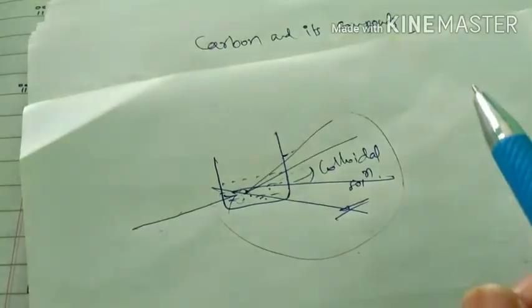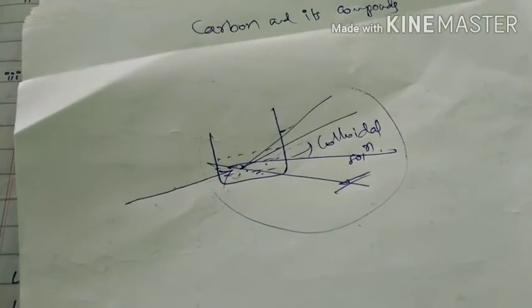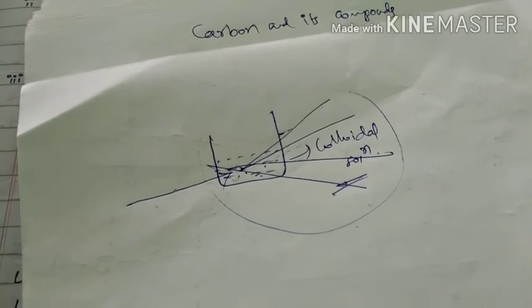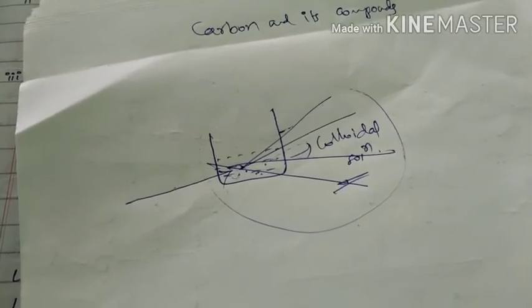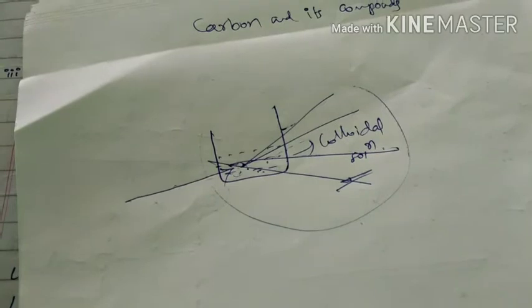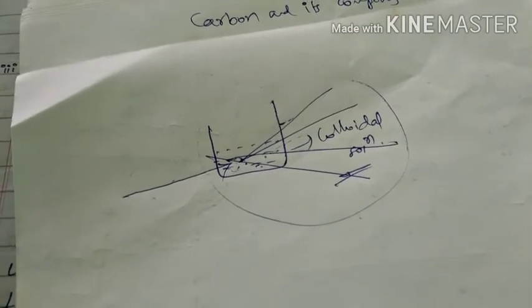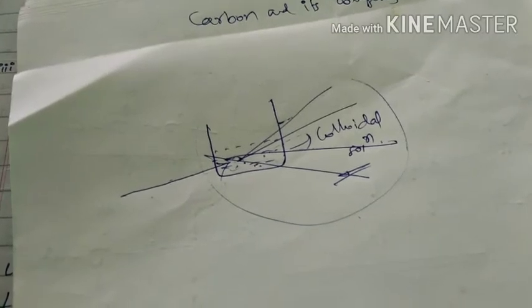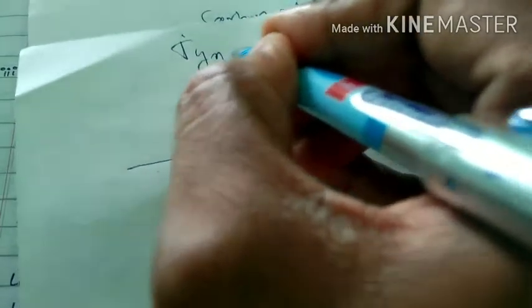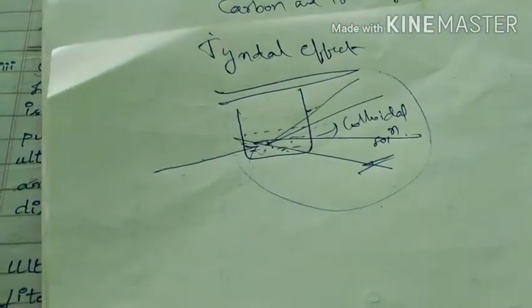So, simple definition: the phenomenon of scattering of white light by the colloidal particles when white light is passed through colloidal solution is called Tyndall effect. I repeat the definition once again: the phenomenon of scattering of white light by the colloidal particles when white light is passed through colloidal solution is called Tyndall effect. This is the definition for Tyndall effect.